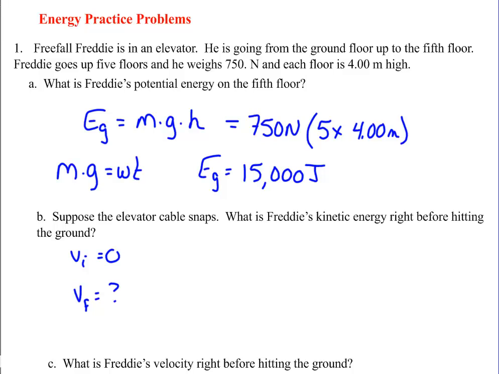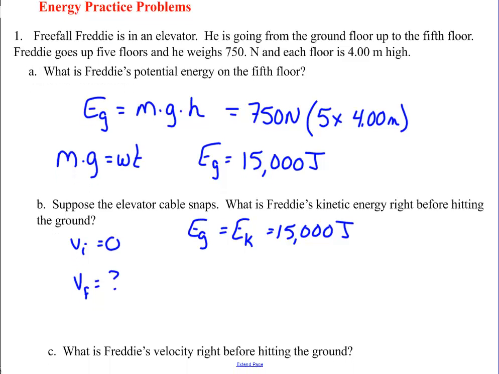So what happens to all that gravitational potential energy? Well, it gets converted to kinetic. So we can say that gravitational potential energy equals kinetic energy. We found out what the gravitational potential energy is, 15,000 joules. So what that means is he has 15,000 joules of kinetic energy just before he hits the ground.